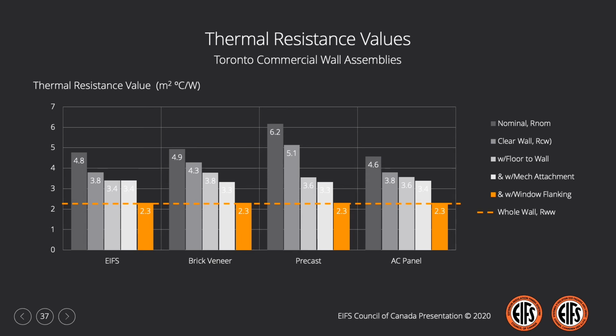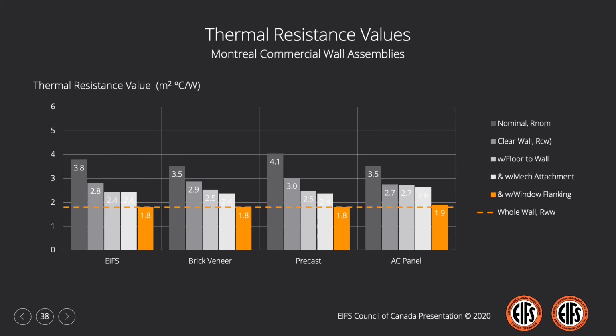Continuing eastward now to Toronto, we see the same sort of pattern that we saw in Vancouver and in Calgary, but just not as pronounced when we look at the differences between nominal value to clear wall, to floor to wall, mechanical attachment considerations, and lastly, the impacts of window flanking. More dramatic effects in terms of thermal bridging and whatnot for each of those particular considerations relative to the same considerations in the residential context.